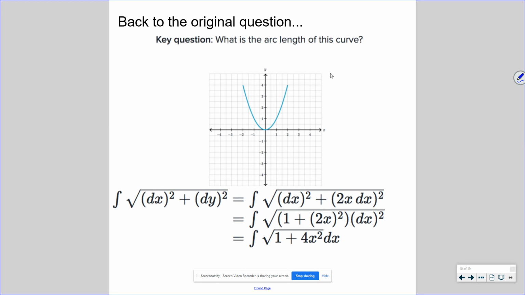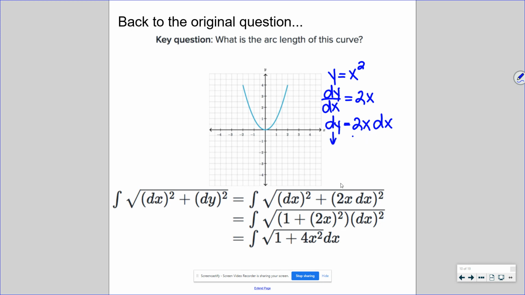Step one, establish that this is the curve y equals x squared. Step two, take the derivative, which would be dy/dx, and that would equal 2x. Okay? Then you're going to multiply by dx, and so what you're going to end up with is that dy is equal to 2x dx.